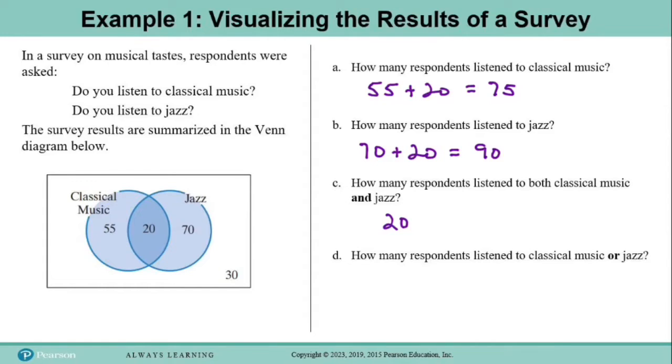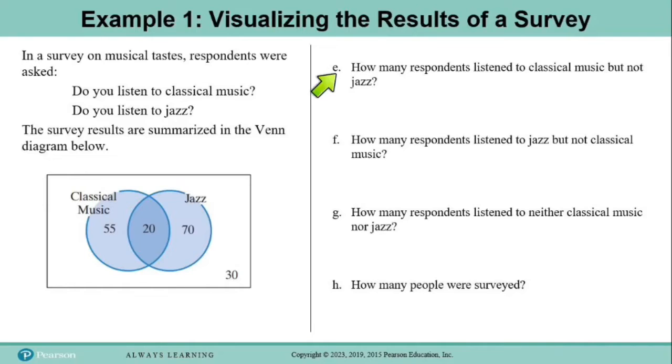And then in part D, how many respondents listen to classical music or jazz? So that would be everybody inside these two sets. So that would be the 55 plus the 20 plus the 70 for a total of 145 people. Okay, let's keep going. Part E. How many respondents listened to classical music but not jazz? Okay, so if we go back to the set for classical music, the people who listened to classical but not jazz would be just the 55.